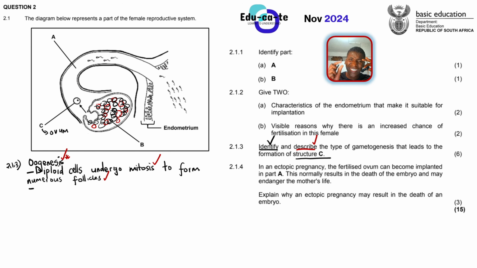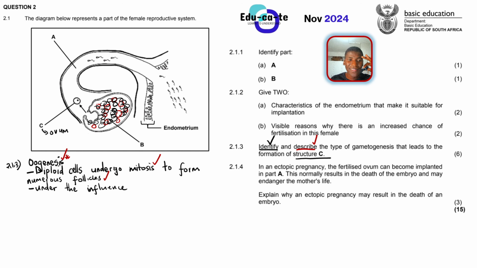Remember that those follicles are so small, so we need a hormone that will be secreted during puberty. That hormone is known as FSH. So here we have FSH that will be secreted. This is under the influence of FSH. You can say that this is happening during puberty. I'm not sure if that's going to be a mark, but this is happening during puberty, under the influence of FSH.